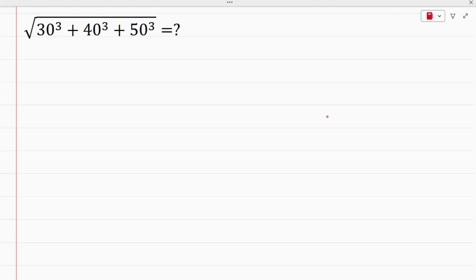So right here guys, let's get started. I'm going to share with you two methods that you can actually use to solve this. So guys, let's simply start with method 1.